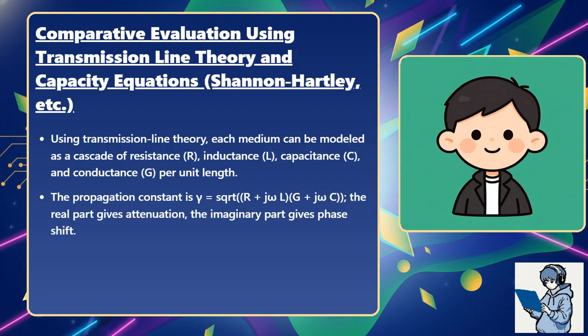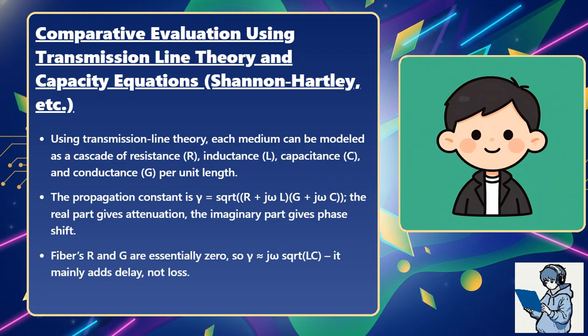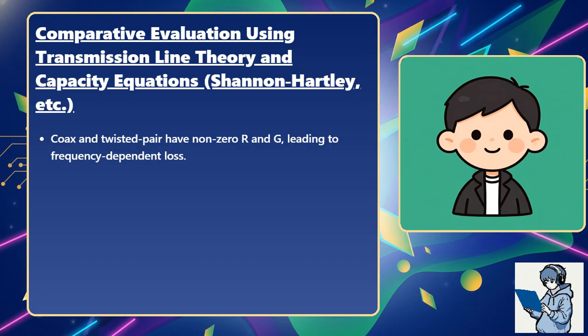The propagation constant is gamma equals square root of (R plus j omega L) times (G plus j omega C). The real part gives attenuation, the imaginary part gives phase shift. Fiber's R and G are essentially zero, so gamma is approximately j omega square root of LC. It mainly adds delay, not loss. Coax and twisted pair have non-zero R and G, leading to frequency-dependent loss.